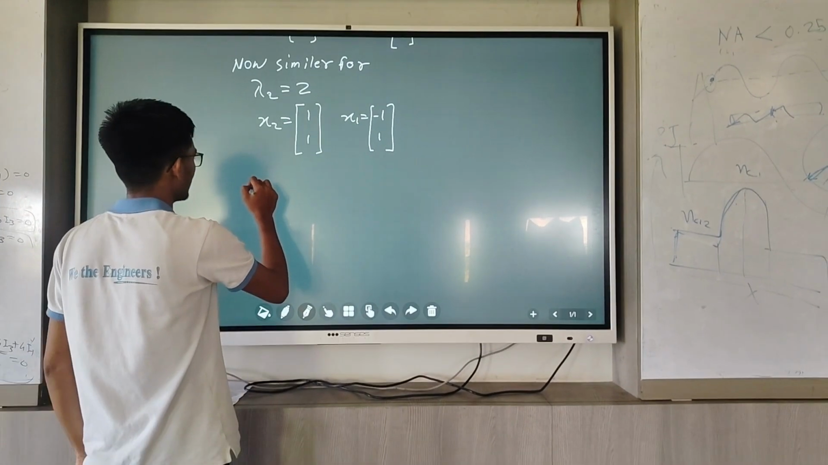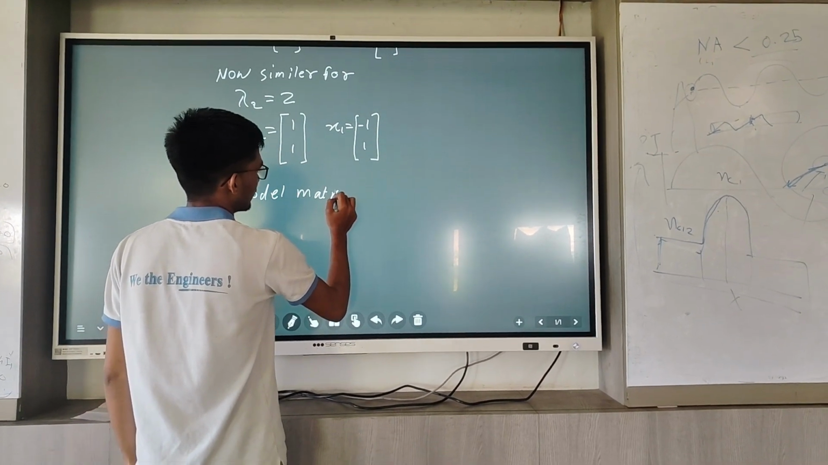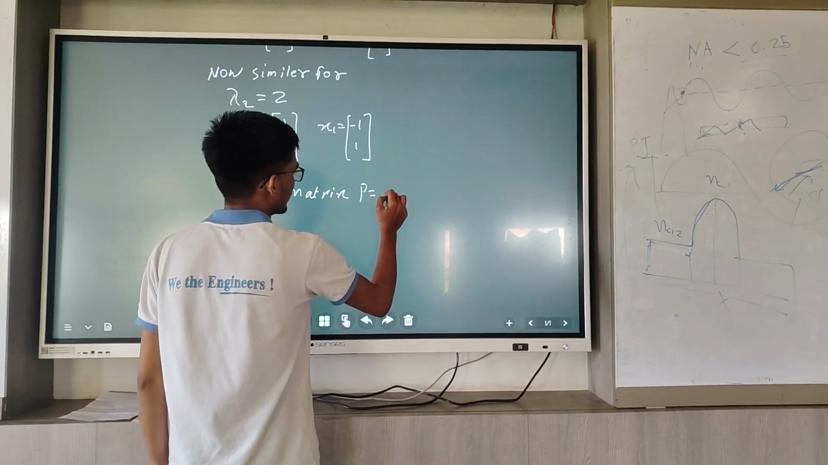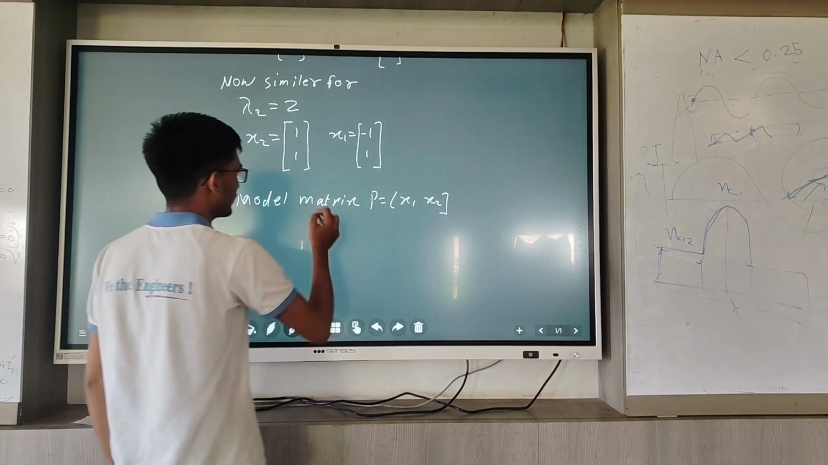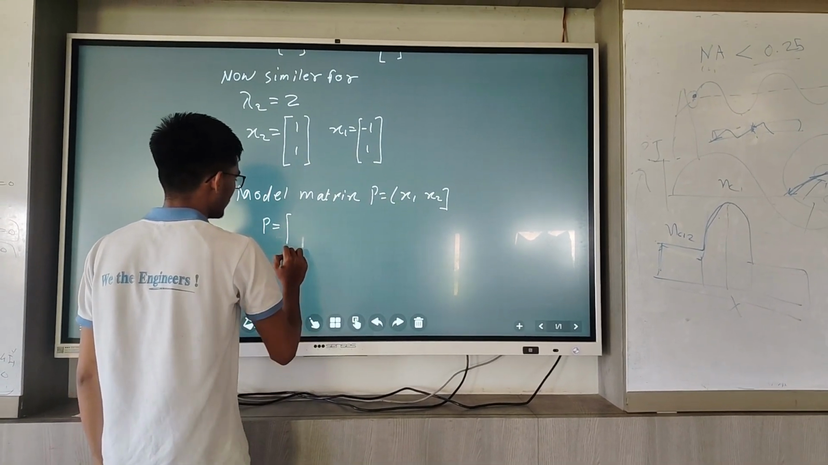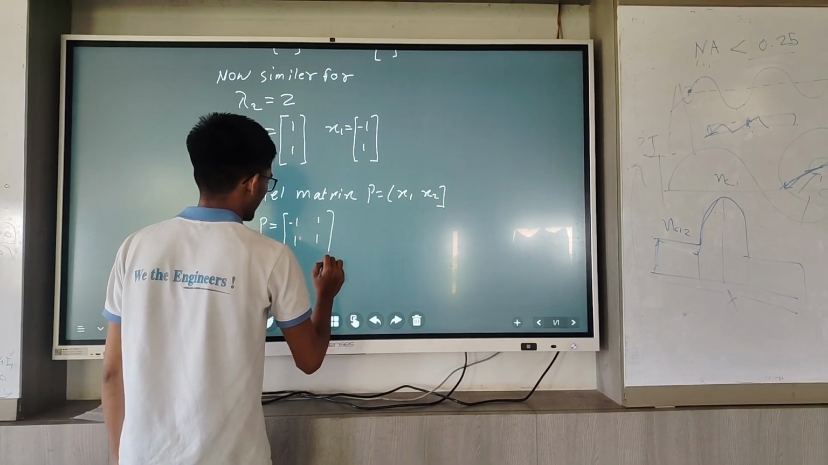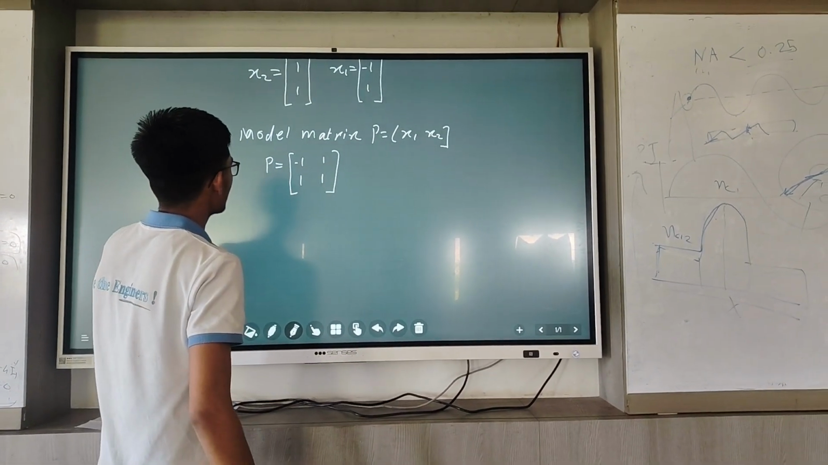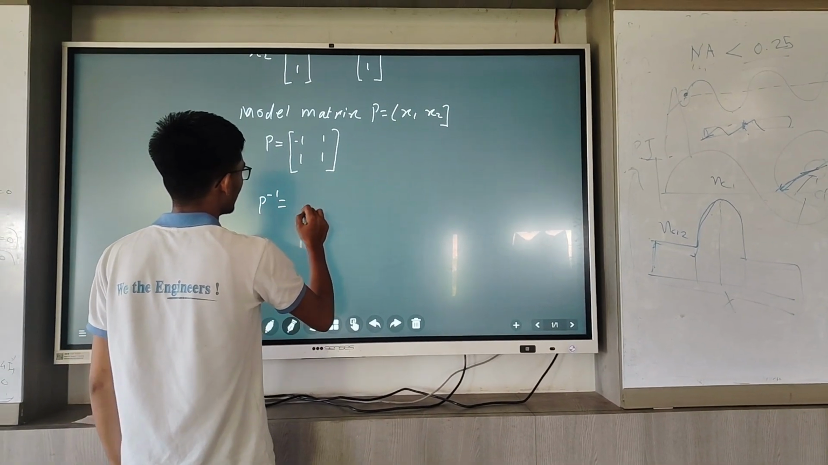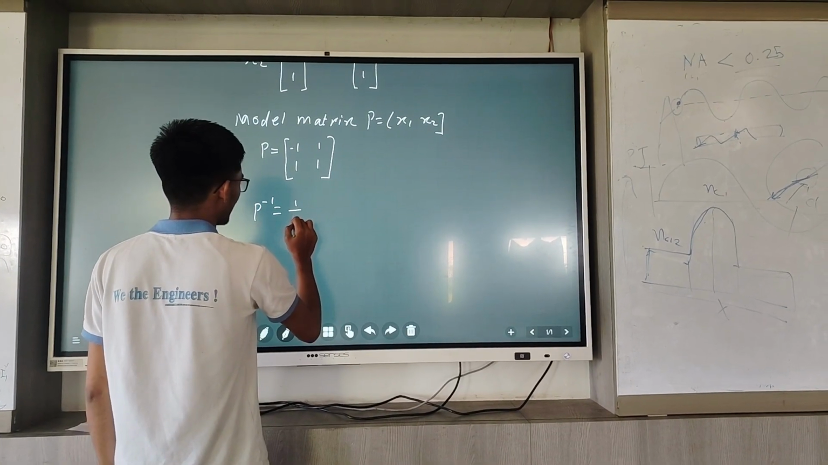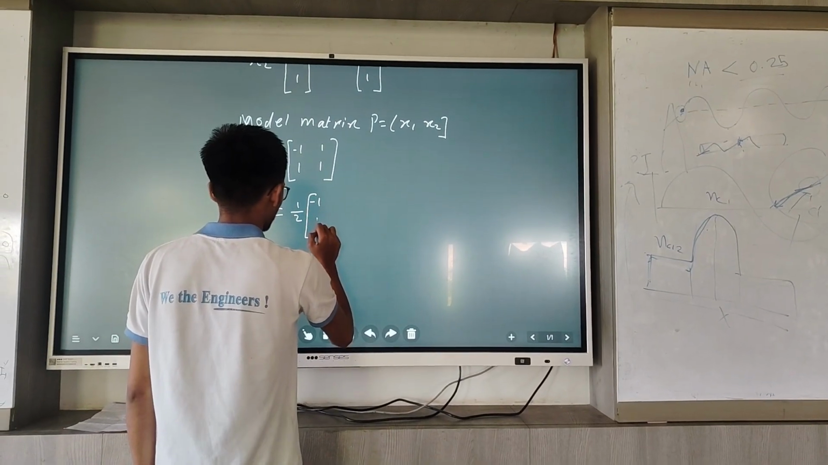Now we want to find modal matrix P is equal to x1 x2. So we get x1 and x2. So we write P is equal to values of x1 and x2. So our x1 is minus 1 1. So we also find the P inverse. So our P inverse is equal to, let's consider 1 upon 2 outside. So we write here minus 1.